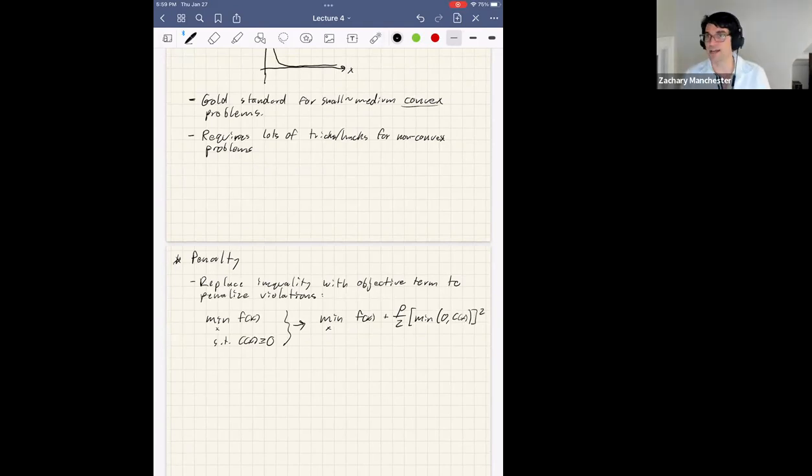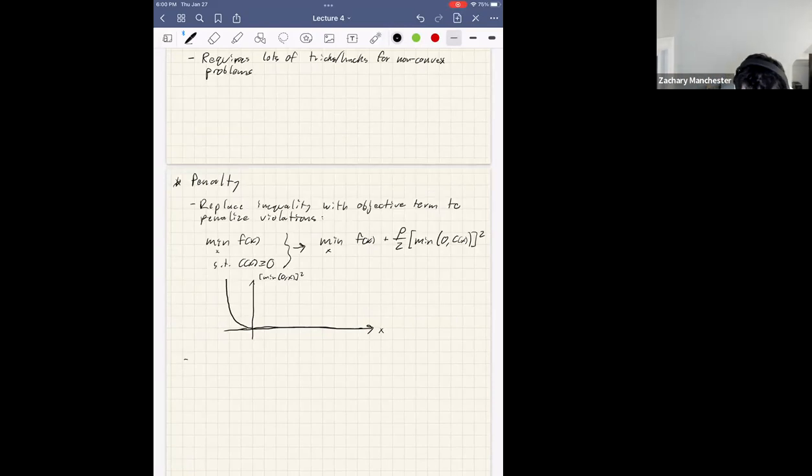And this is an element-wise min. If I plot this, this is x, and then this is min 0 of x squared. It's going to be 0 all on the inside here, and then you're going to get basically a quadratic penalty when it's infeasible.